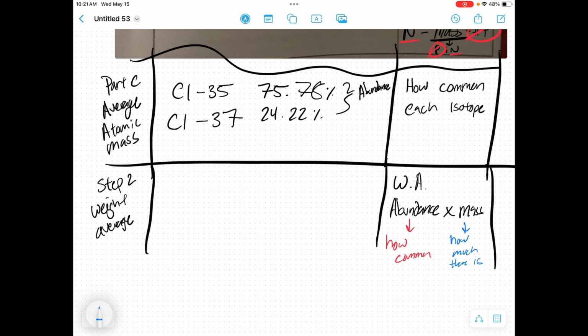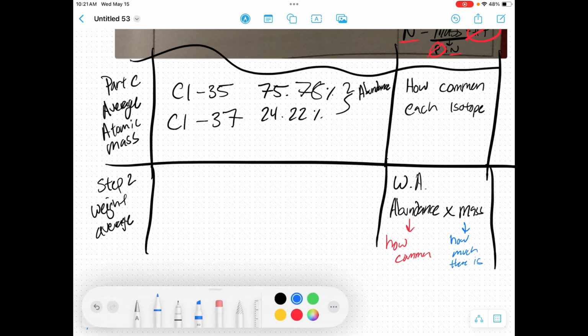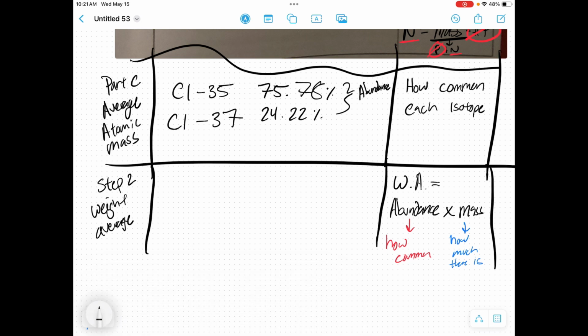So by multiplying how common it is times how much mass there is, the weighted average I'm calculating is going to tell me, like on average, the weight I'm going to be seeing every time I grab like one of those chlorine atoms. So for chlorine 35, let's do that math.